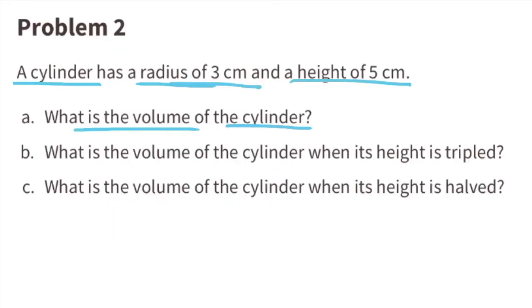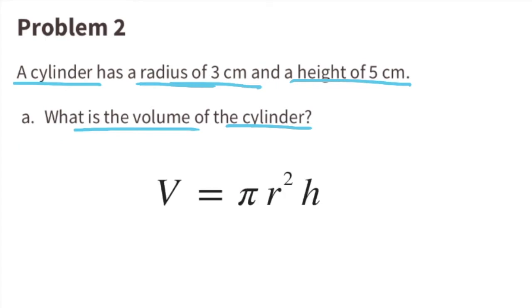Problem number 2. A cylinder has a radius of 3 centimeters and a height of 5 centimeters. A. What is the volume of the cylinder? To find the volume of a cylinder, you need to multiply pi times the radius squared times the height. Since the radius is 3 centimeters, we can substitute the r with 3. And since the height is 5 centimeters, we can substitute the h with a 5.